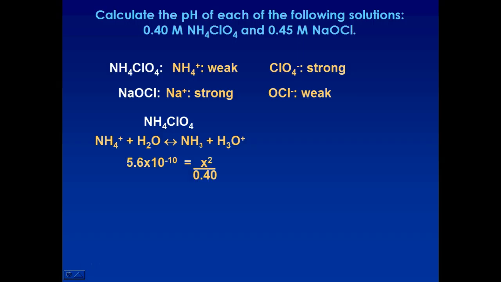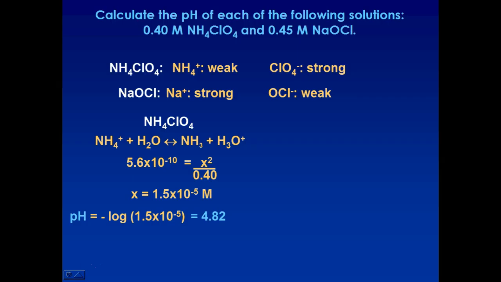Now I took a shortcut with this one, because if you've done a few of these now, I'm hoping you're starting to see that the K value is always going to be equal to x squared over the original concentration of your weak acid or base, since you don't have any products to begin with. In this case, it's 0.4. So if I solve for x, I get a concentration of 1.5 times 10 to the negative fifth. That's my hydrogen concentration, and therefore I can use that to find the pH of my solution, 4.82.